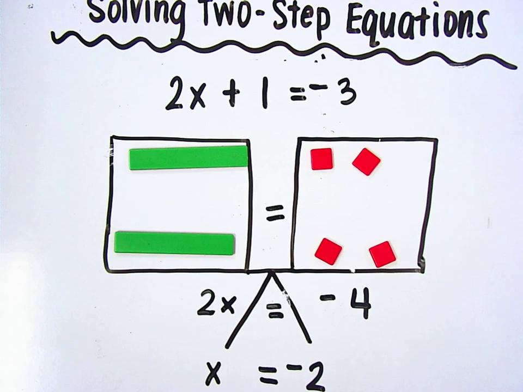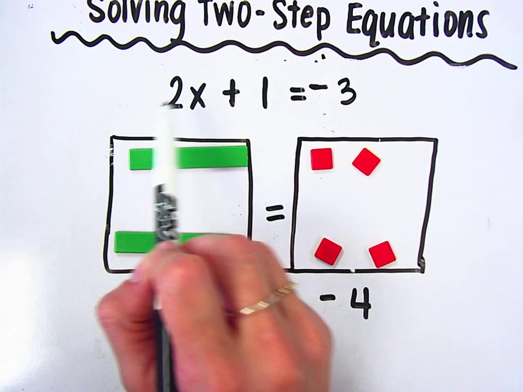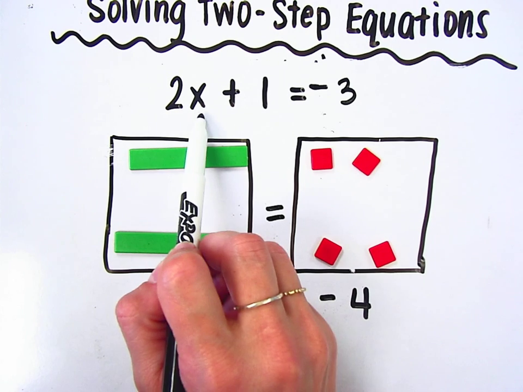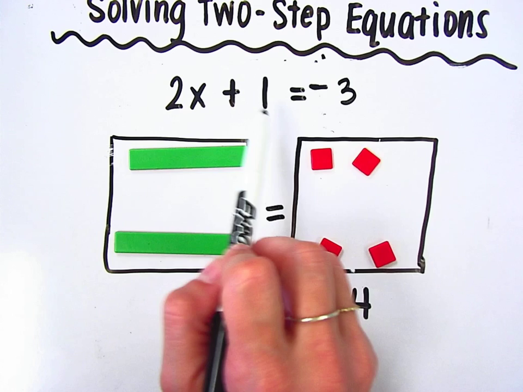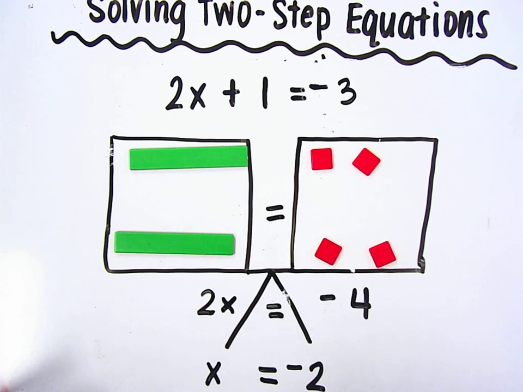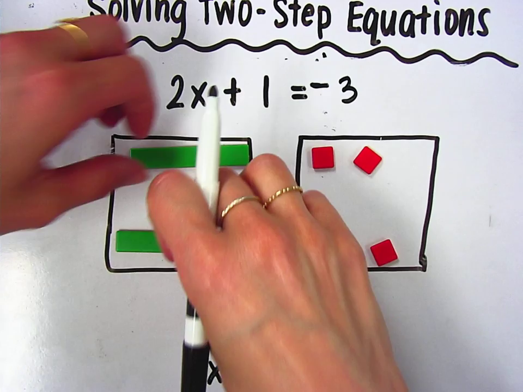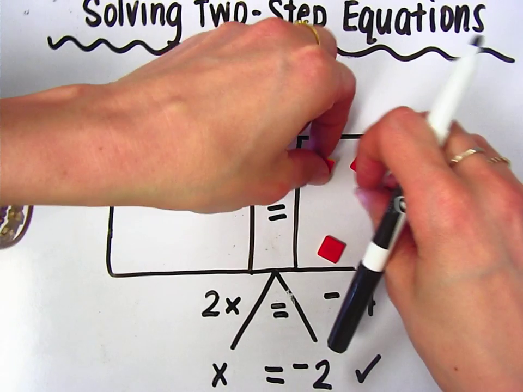We can go back and check by plugging this value into our original equation. So if x is equal to -2, 2 times -2 plus 1 should equal -3. 2 times -2 is -4, plus 1 does in fact equal -3. So I know I've done this correctly. Let's take a look at another example.